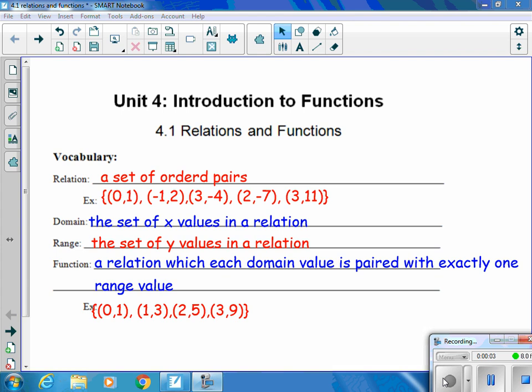Unit 4, Introduction to Functions. Today we're going to take a look at 4.1, Relations and Functions.